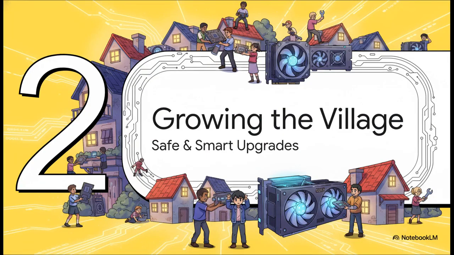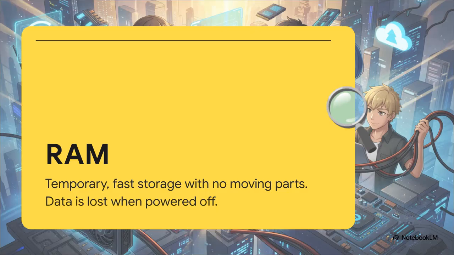Let's move to Section 2, Growing the Village, Safe and Smart Upgrades. Let's see how we can give the village a little boost to really help it thrive. Let's look at one of the absolute easiest ways to speed things up, and that's upgrading the RAM. Think of random access memory as the vibrant, active gathering space right in the center of the village. It's where all the daily, active work happens. It's incredibly fast because it literally has no moving parts. It works at the speed of electricity.